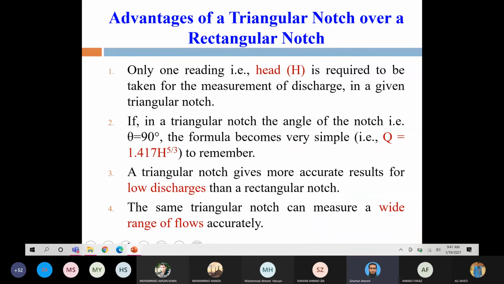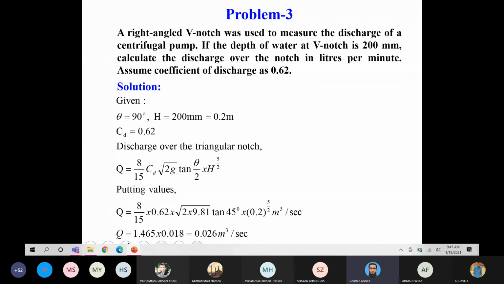What are the advantages of a triangular notch over a rectangular notch? Only one reading, which is head H, is required to be taken for measurement of discharge in a given triangular notch. If in a triangular notch the angle theta is 90, the formula becomes very simple, that is Q equals 1.417 H to the power 5 by 2. The triangular notch gives more accurate results for lower discharges than a rectangular notch. The same triangular notch can measure a wide range of flows accurately.